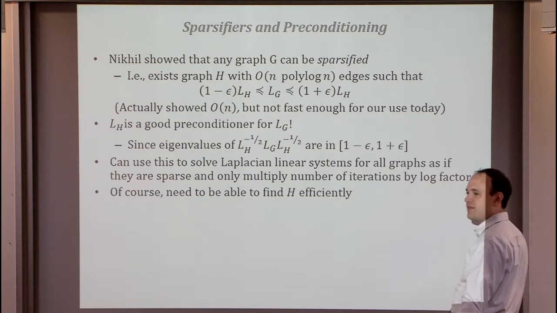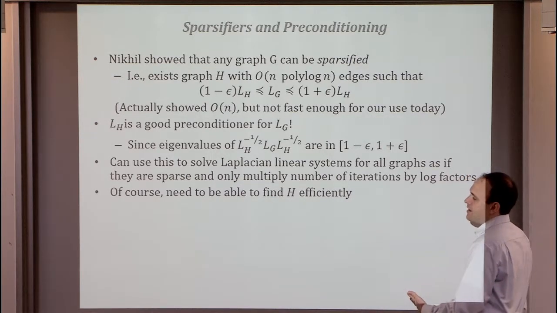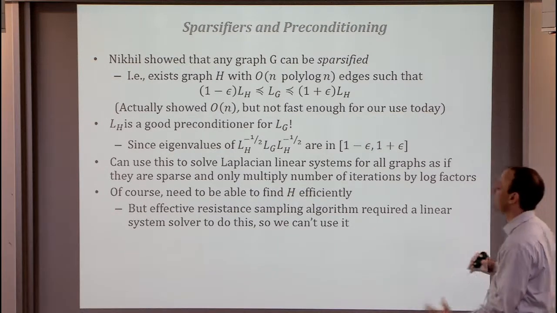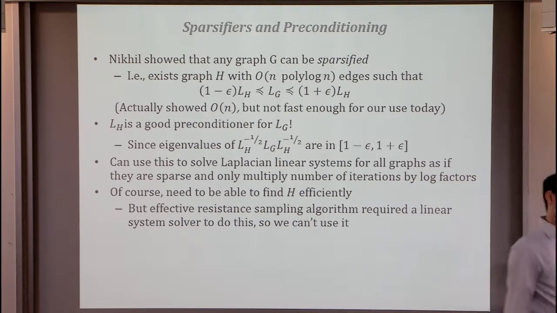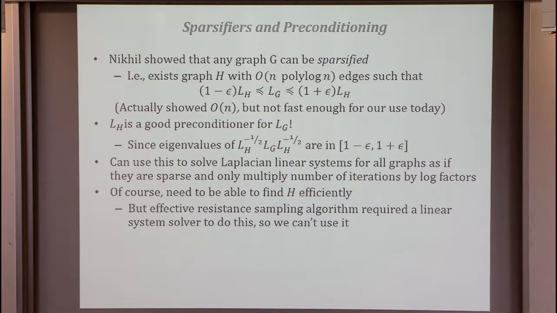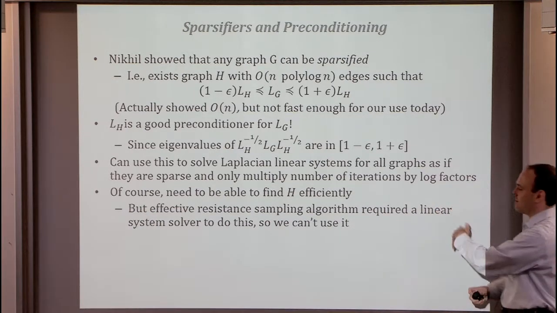Also, you can find H efficiently, and I think Akil briefly talked about the older ones to get it. But the nice one that I wanted to talk about is the effective resistance sampling algorithm, and that's what's going to motivate the constructions I do today. The unfortunate thing about effective resistance sampling is that the way you compute the effective resistance is by solving a linear system. It's really not great to have a linear system solver as a prereq for a linear system solver, so we can't quite use it. The cleanest sparsification algorithm I know of computes effective resistances by solving a linear system, and you can't use that to solve linear systems.